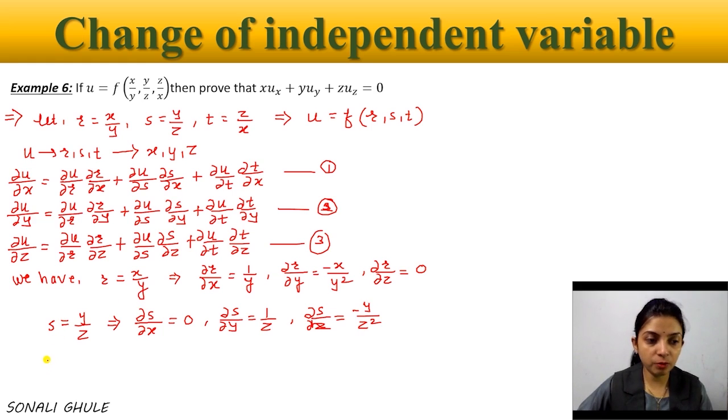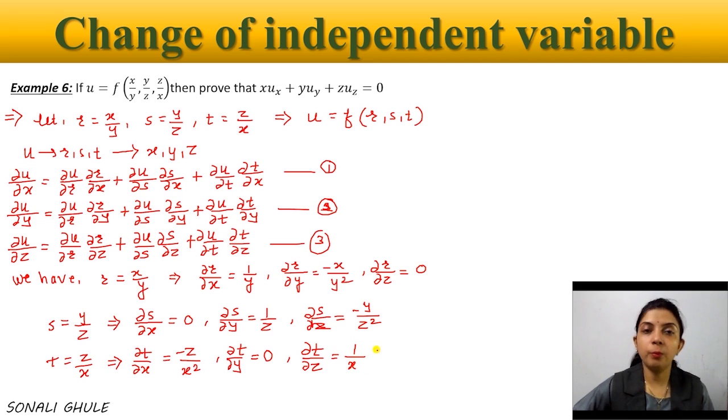And the last value is what? t. t is equal to z/x. So if I differentiate t with respect to x, what is its derivative? Yes, it is minus z/x². Then we have to find the derivative of t with respect to y. Yes, it is 0 because there is no term for y. Then the derivative of t with respect to z, that is our last derivative. x is constant, so we can write only 1/x. So these are all the derivatives.